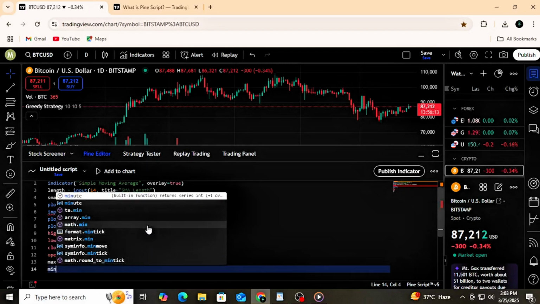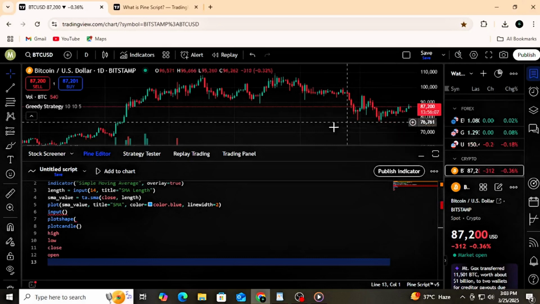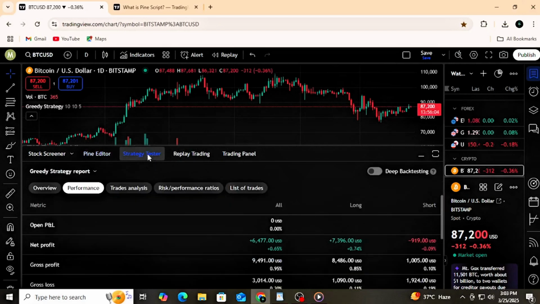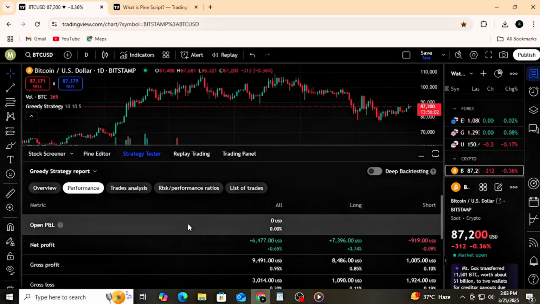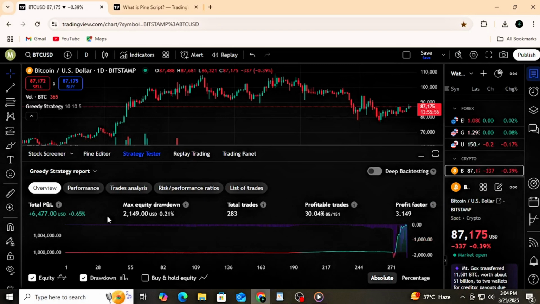Apart from creating indicators, PineScript allows you to develop complete trading strategies. A strategy script is similar to an indicator script, but includes additional functionality for executing trades. This makes it possible to not only analyze market conditions, but also automate trading decisions.